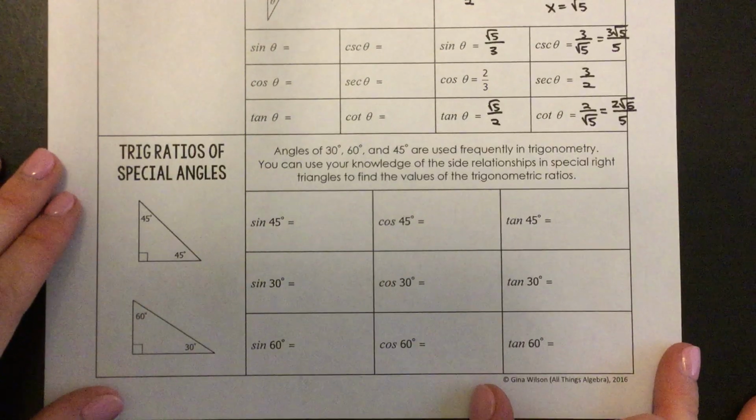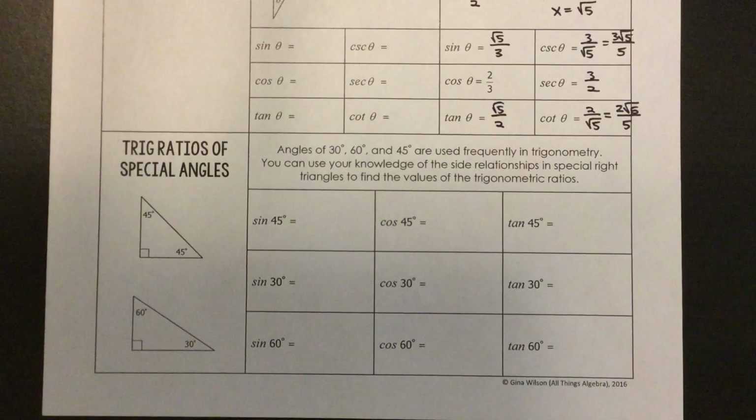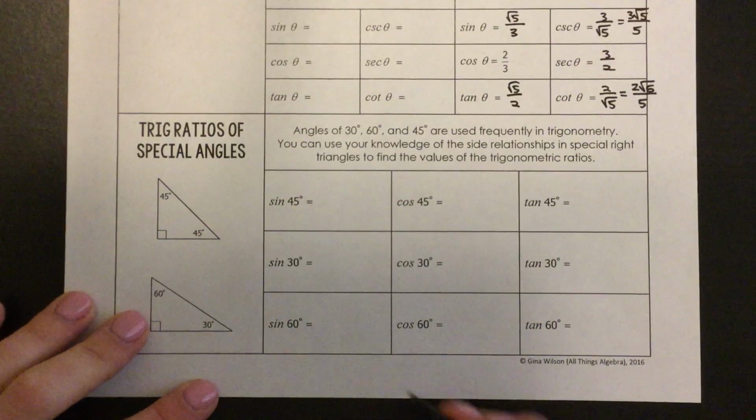Okay, so one final section down here, special trig ratios of special angles. So we are looking at 45, 30, and 60, and this is something that we're going to work with in future sections. So just a reminder, I'm going to label some pieces on our special triangles.